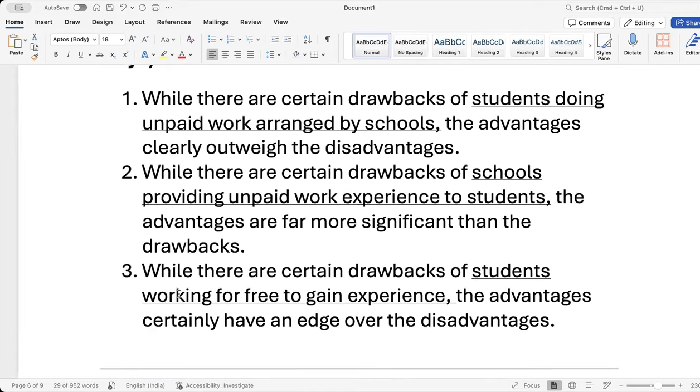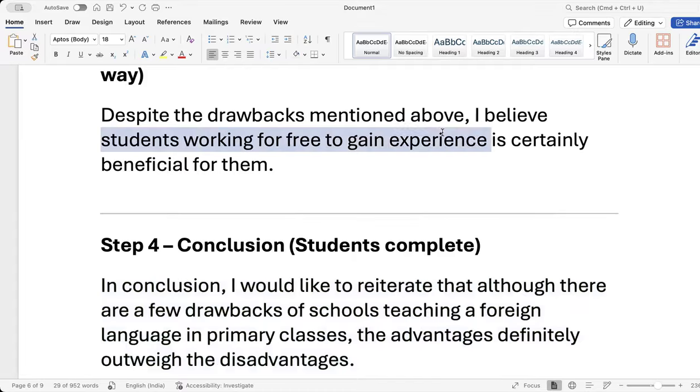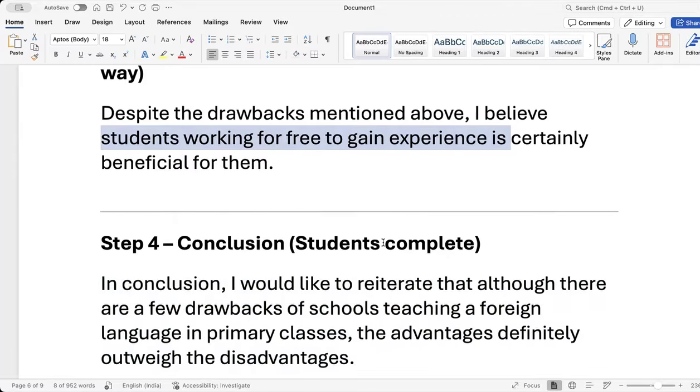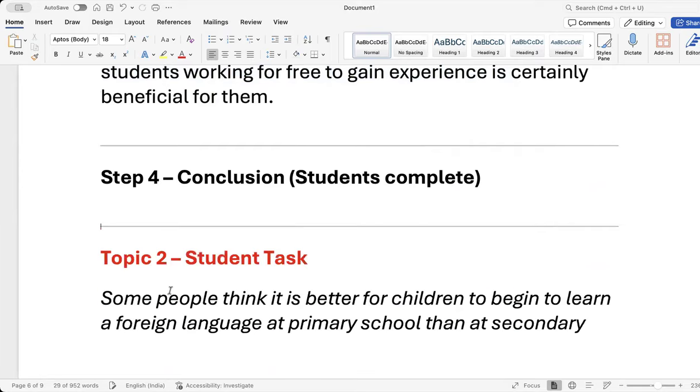We are done with the conclusion. Now we are going to come to the despite statement. I don't think students have a problem with admittedly. They are able to do that, but let's try the despite statement. So I'll show you again once how I've done it. Despite the drawbacks mentioned above, I believe you write the topic here and is certainly beneficial for them. I wrote it at the wrong place. So, I believe the topic is certainly beneficial for them. This is how we write it.